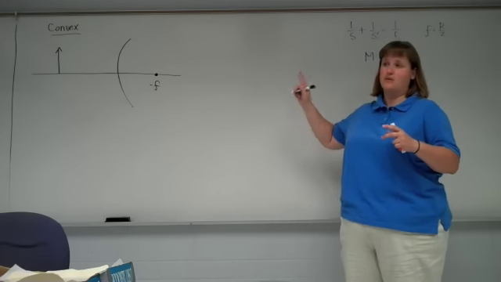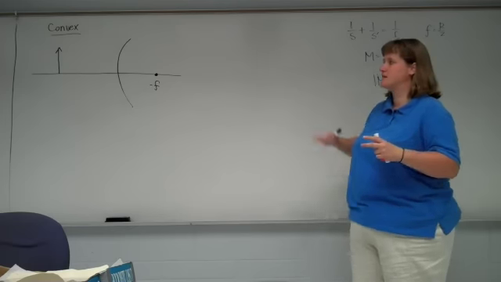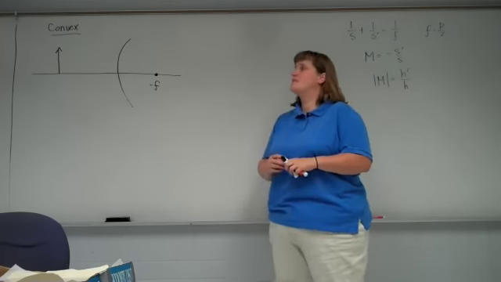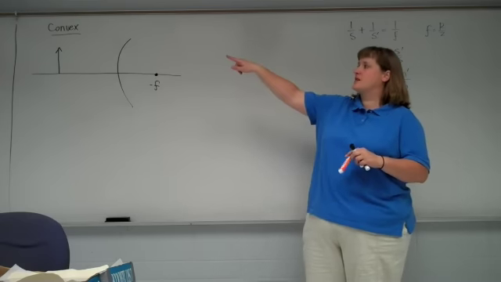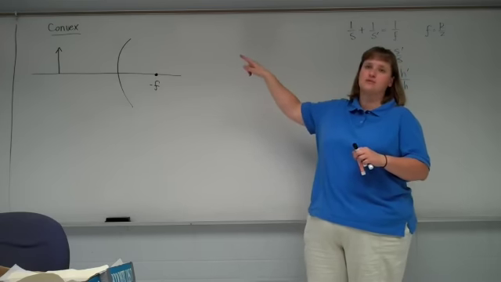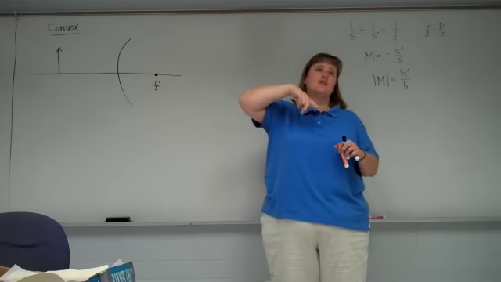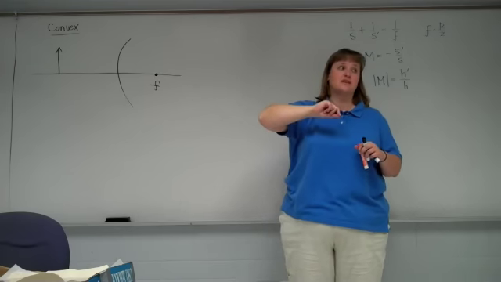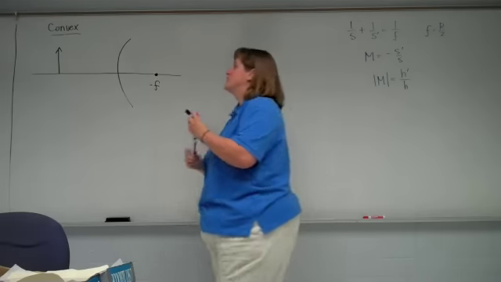Okay? With 2, I can freehand it, and we can get a good idea of where the image will be. I'm going to draw both light rays as if they're coming from the top of the arrow. That way, wherever they cross, or appear to cross, will be where the top of the arrow appears to be for us in the image.